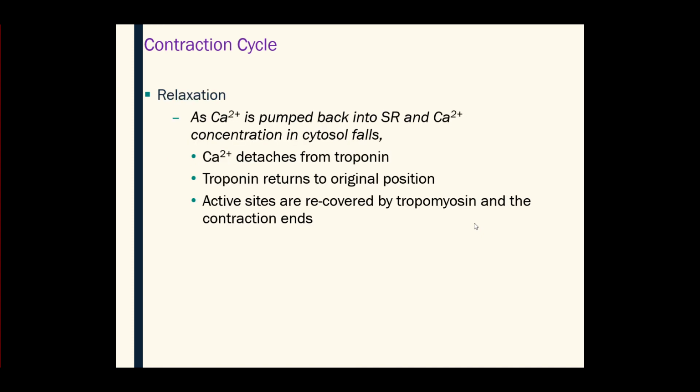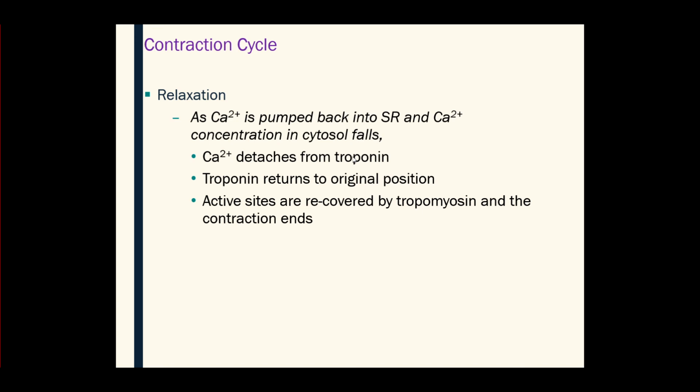So now that we know how a muscle fiber contracts, what happens to make a muscle fiber relax? Once the nervous system stops stimulating that muscle fiber, the calcium around the sarcomere is going to be pumped back into the sarcoplasmic reticulum. As the amount of calcium goes down around the sarcomere, in the cytosol, calcium is going to detach from the troponin. Then the troponin changes its shape again, back to its original shape, pushing the tropomyosin over the active sites. The tropomyosin is going to be covering the active sites.